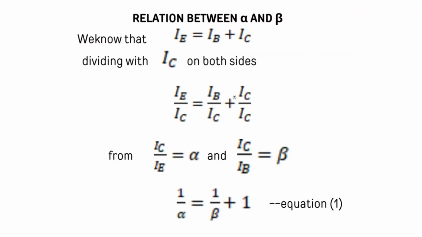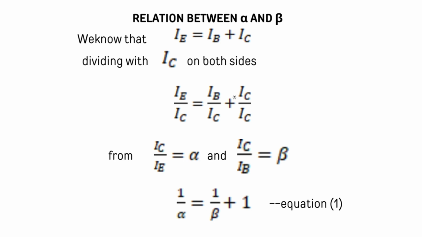Relationship between alpha and beta. We know that emitter current IE equals IB plus IC. By dividing by IC on both sides, IE by IC equals IB by IC plus IC by IC. Therefore, we know alpha equals IC by IE and beta equals IC by IB.